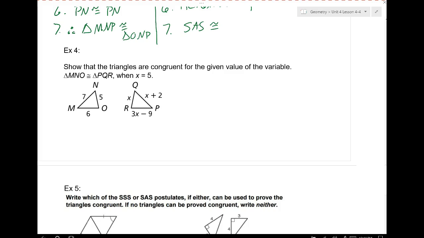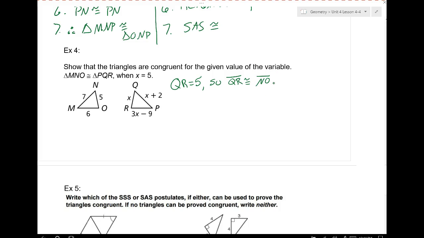So on this, they're asking us to show that the triangles are congruent for the given value of the variable. That means I need to truly show that I plugged it in to get the segment lengths. So this is what I'd like for you to do, something like this. If x is equal to 5, do you guys agree with me that segment QR is equal to 5? Is that right? So if it's equal to 5, what do you know? Segment QR is going to end up being congruent to what segment? Right on.